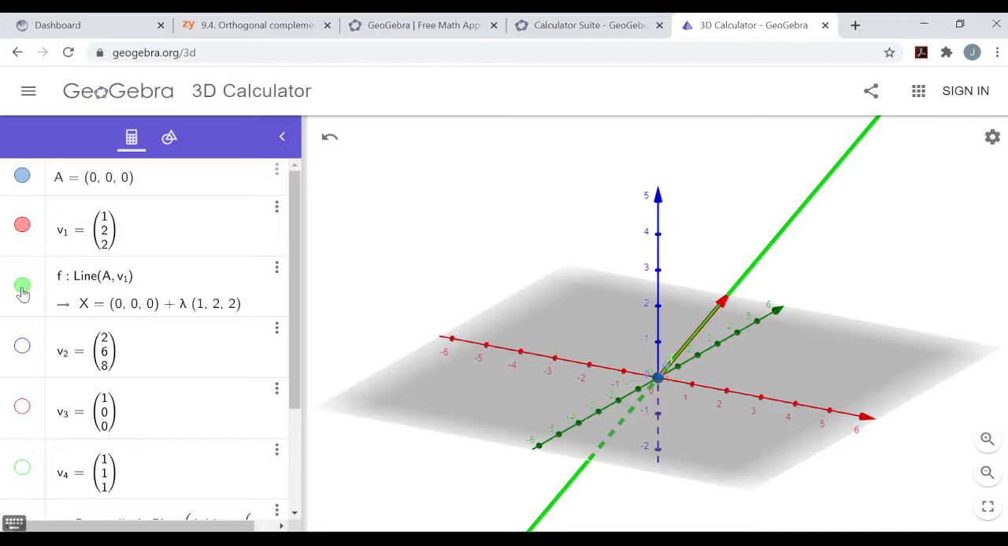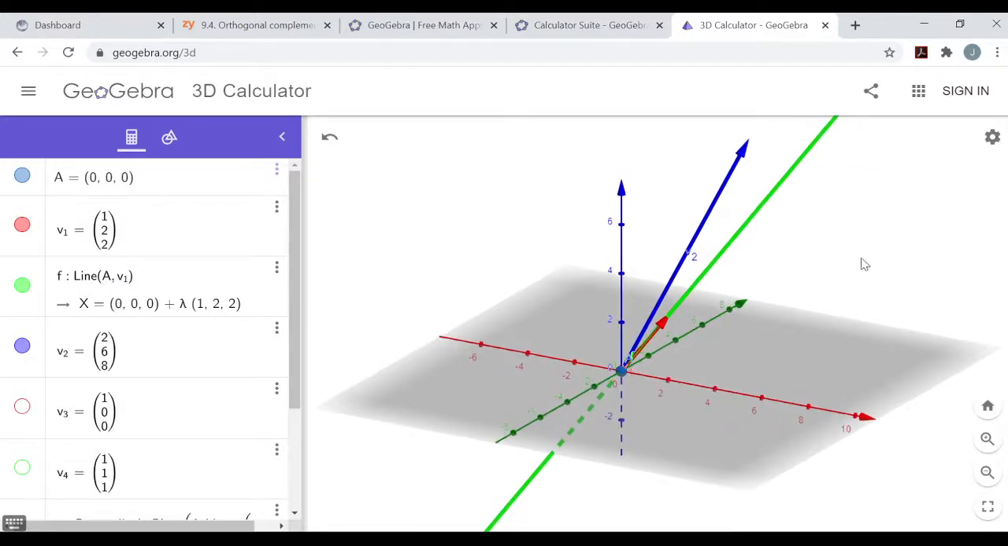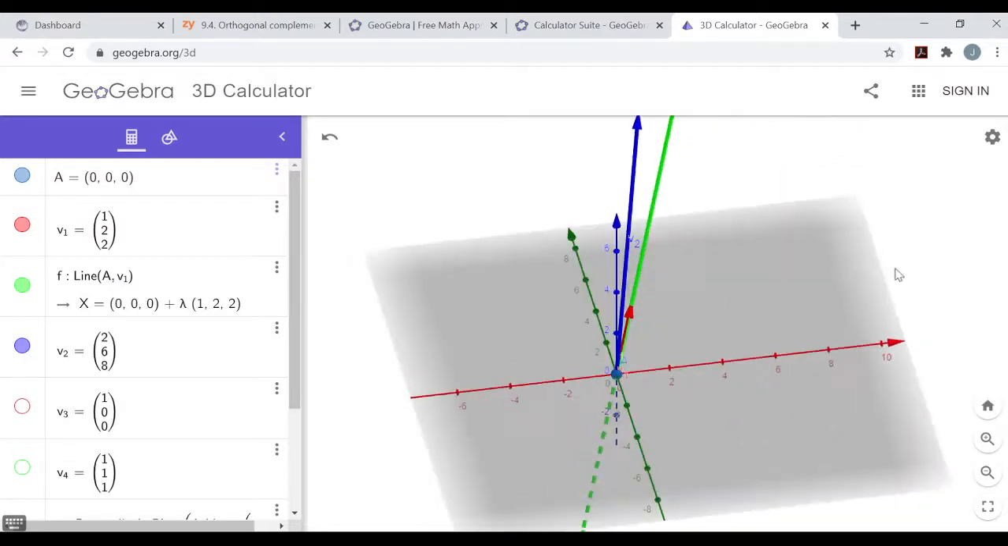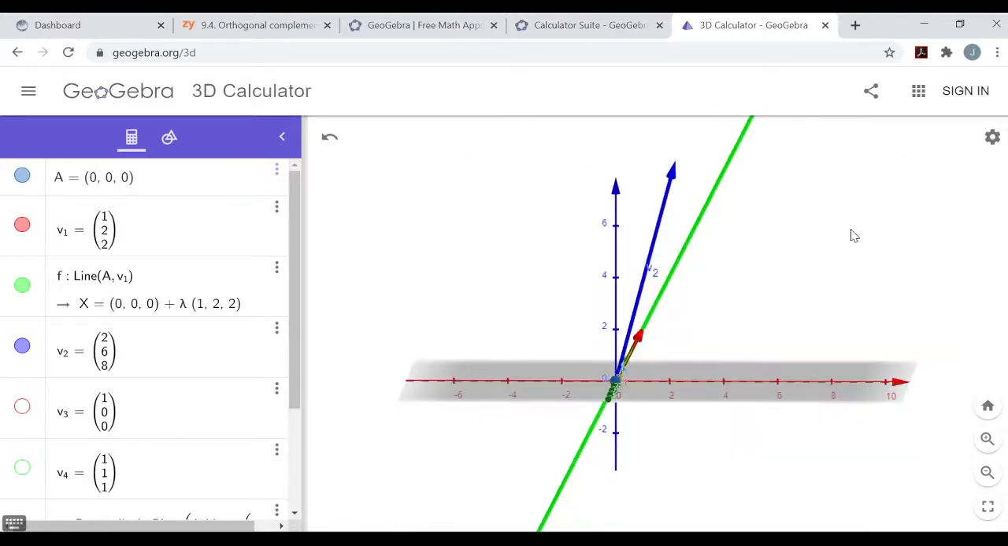And the vector we were given was the vector 2, 6, 8. My vector y was 2, 6, 8. Let me zoom this out a bit. That's definitely not in W, pointing in a different direction. It's not in W, right? It's not a scalar multiple of 1, 2, 2.